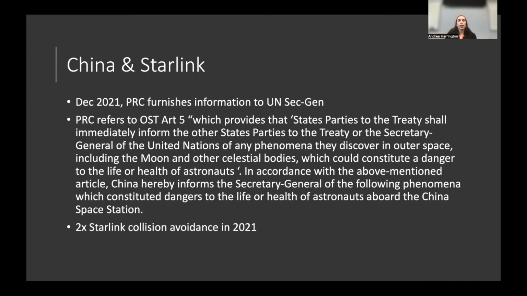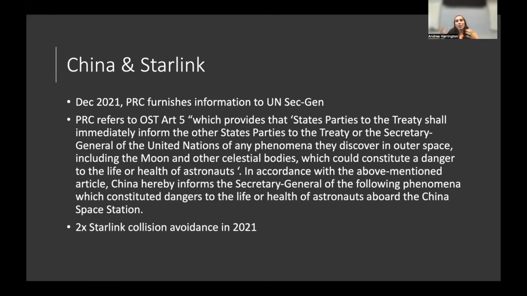2021. And so what's really notable about this is that provision, that Article 5 on its face, we might assume is really about naturally occurring phenomena in space, right? Whether that's asteroids or natural debris or solar radiation, right? Bacteria that might exist in space, forms of life in space that may be threatening. China here has brought that principle to use in a man-made context.